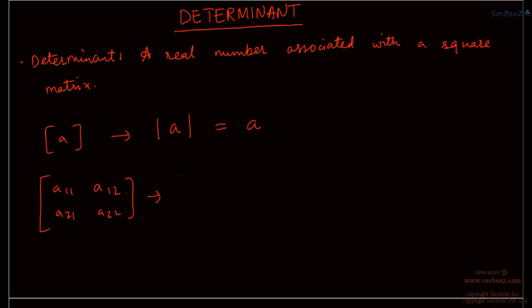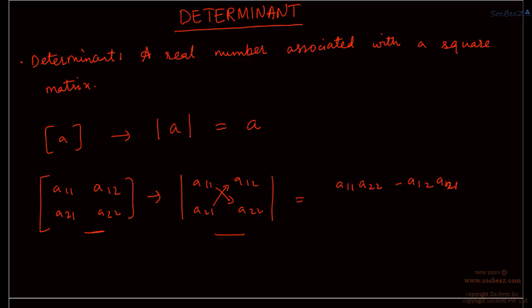And for this, we write it like this. This is the matrix, this is the determinant. And this is given by A11 A22 minus A12 A21. So these two multiply, and then these two multiply, and the second product is subtracted from the first. So even for a square matrix of order 2, it's not that difficult.